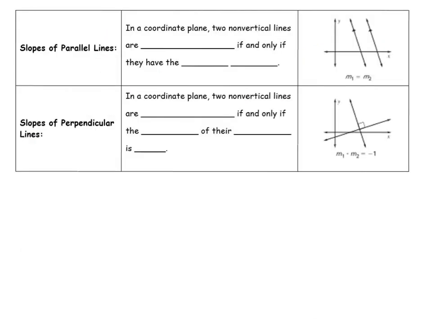Which brings us to the next part of the notes about parallel and perpendicular lines. So slopes of parallel lines. In the coordinate plane, 2 non-vertical lines are parallel, which means they do not intersect, if and only if they have the same slope. So in that case, their slopes would be equal.